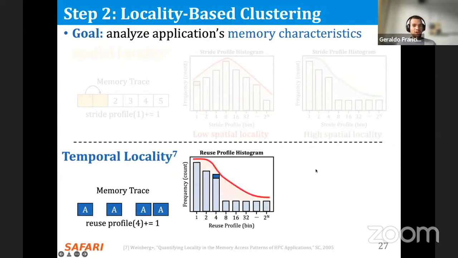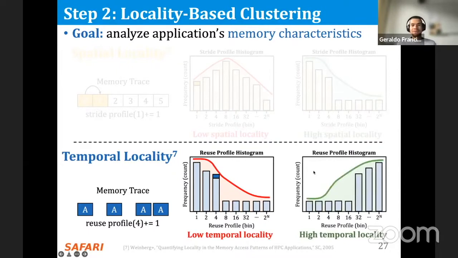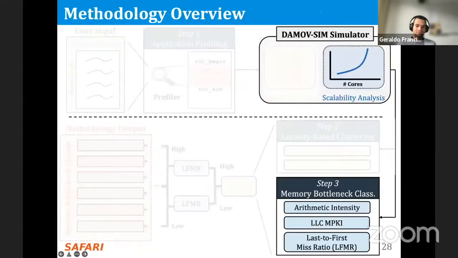We use the reuse profile histogram to calculate the cumulative distribution of reuse profiles, which represents the final temporal locality value. A temporal locality value close to 0 is caused by low data reuse. In such case, we say the application has low temporal locality. A temporal locality value close to 1 is caused by high data reuse. In such case, we say the application has high temporal locality.